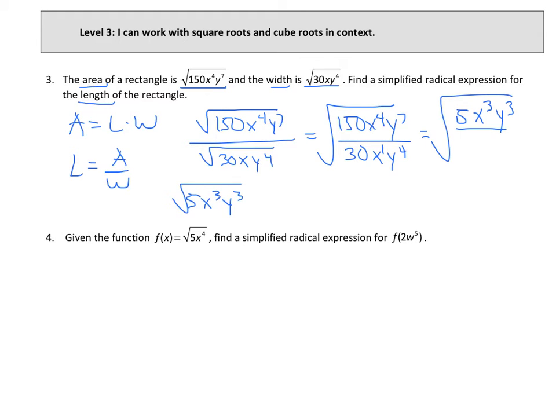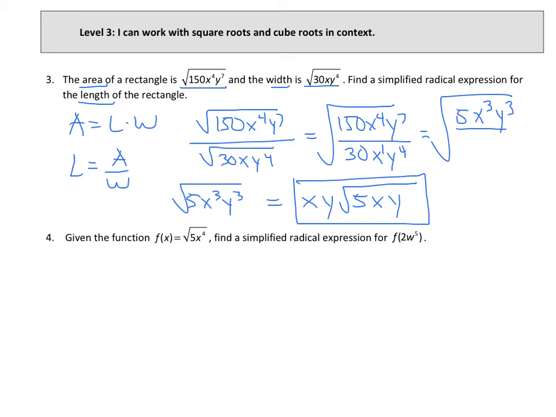The 5 is not going to be able to come out, but I can take out one x, because I have at least one pair of x's, and I have one pair of y's, so I can take out an x and a y, and I leave the 5. I have an extra x left inside and an extra y. And there is my expression for the length.